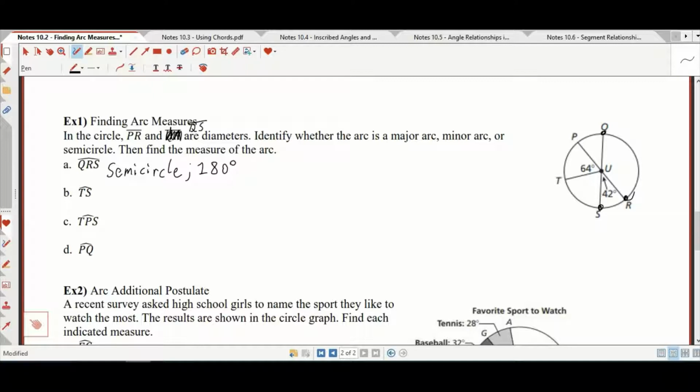Now T to S, that's a minor arc, because it does not pass something behind it. Now if it was TPS, it would go the other way. But it's TS, so minor arc.